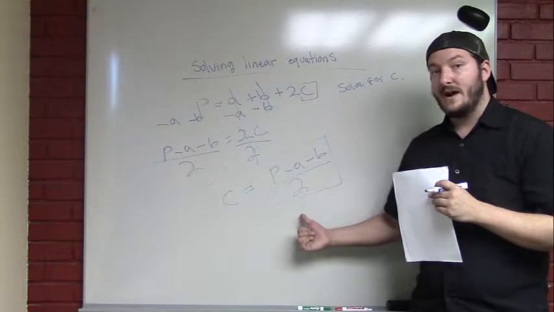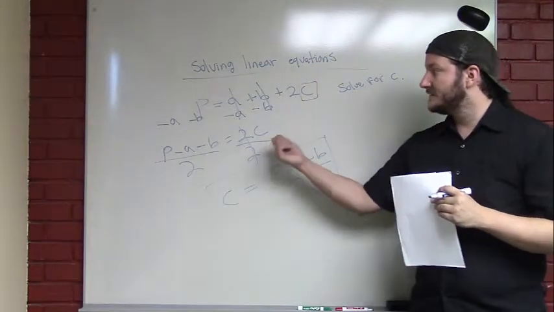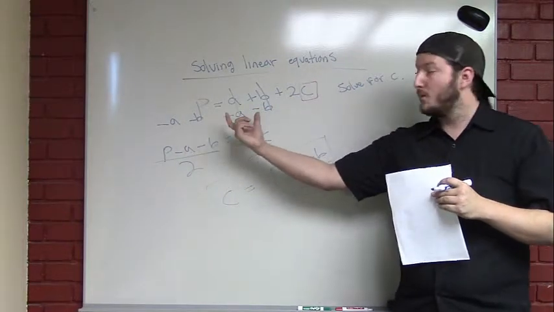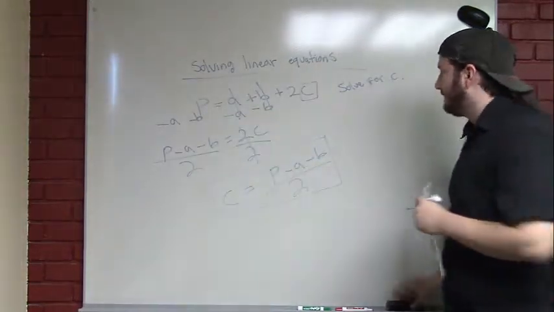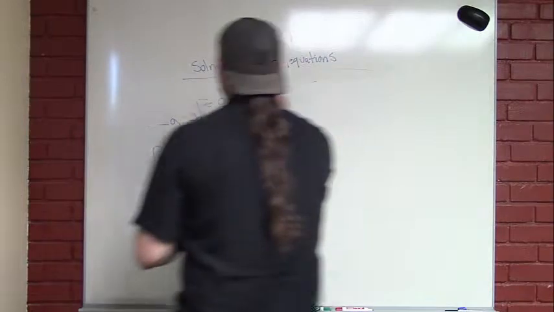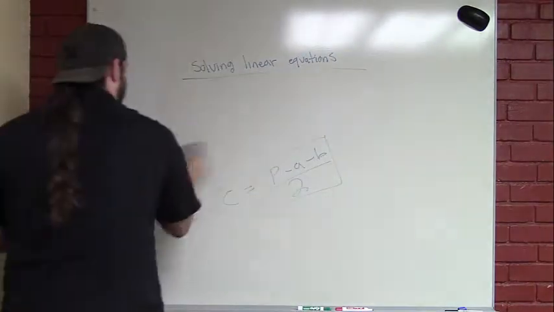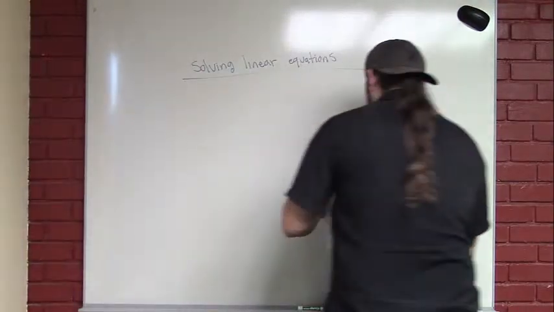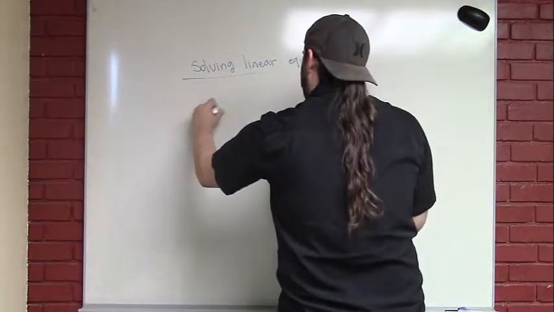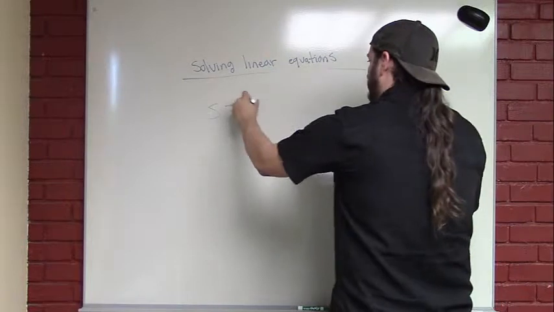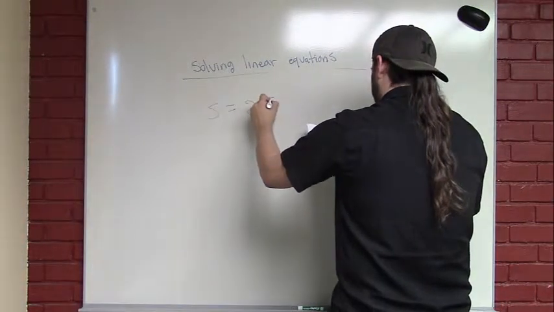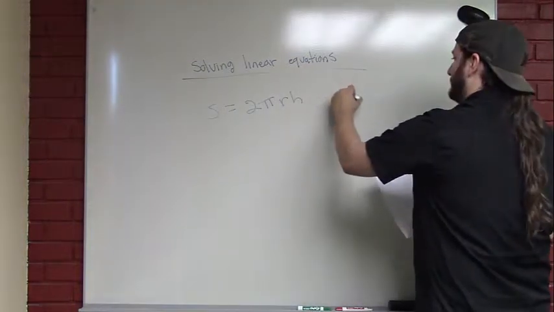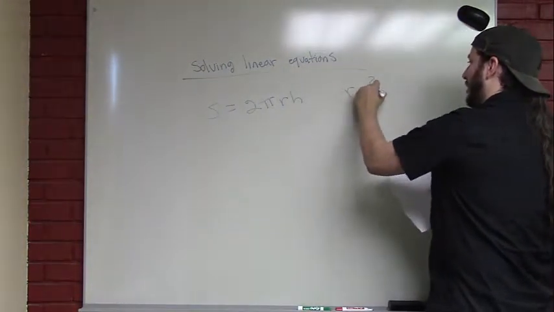But that is your answer, okay? So you're just simply solving for C as if these are all just normal numbers, okay? All right, one last problem. Okay, so we have S equals 2 pi times R times H. And we want to solve for R.